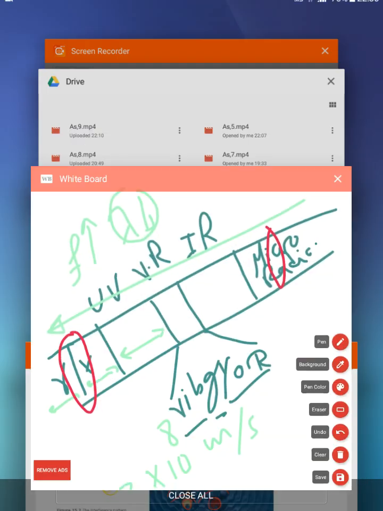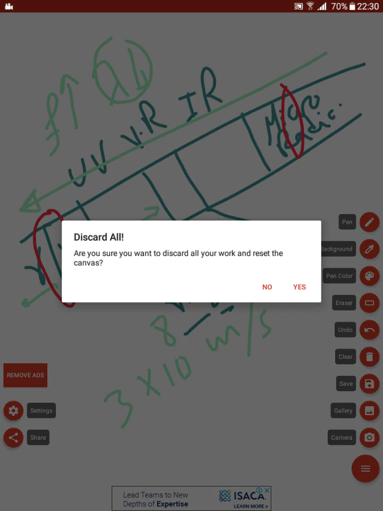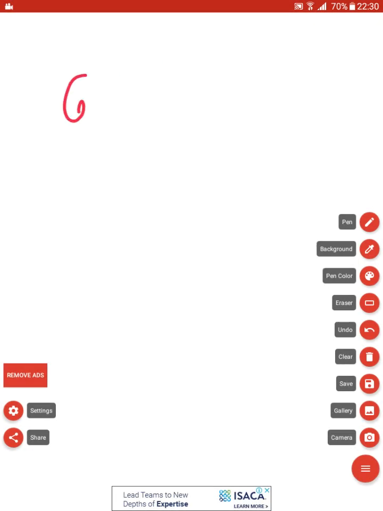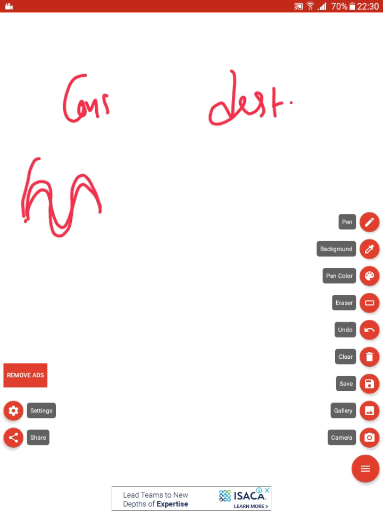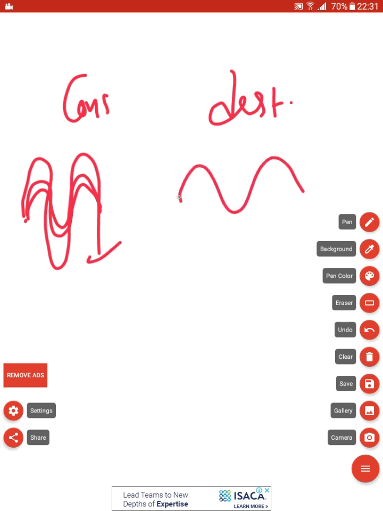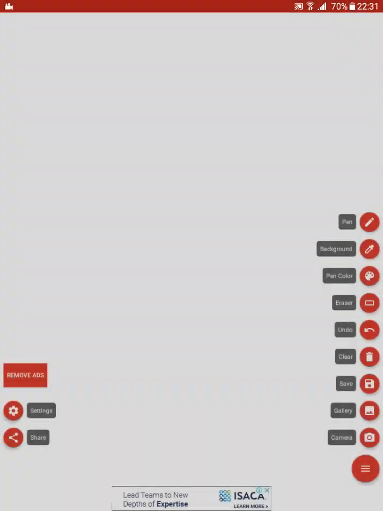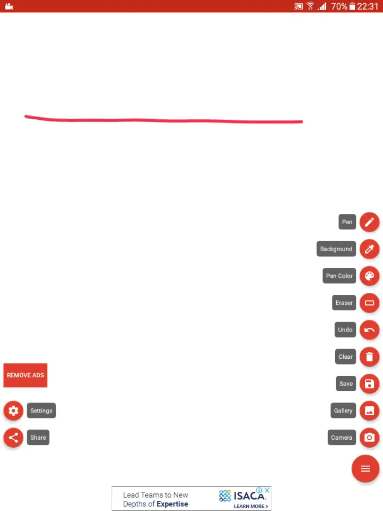So we have two types of interference: constructive and destructive. If we have wave number 1 and wave number 2 moving in phase, it is a constructive interference. This is the total. And if we have 180 degrees between the two waves, we have a destructive interference. The total is 0. We have many types of constructive interference.